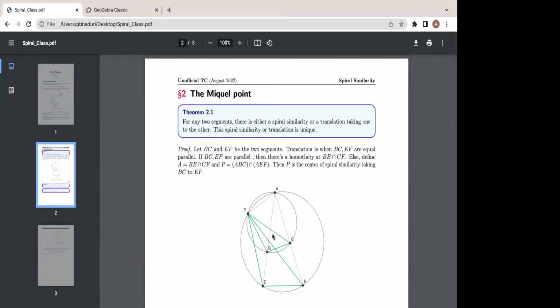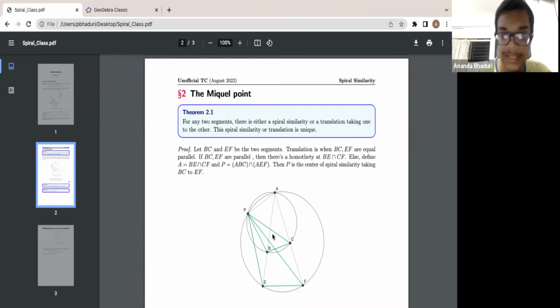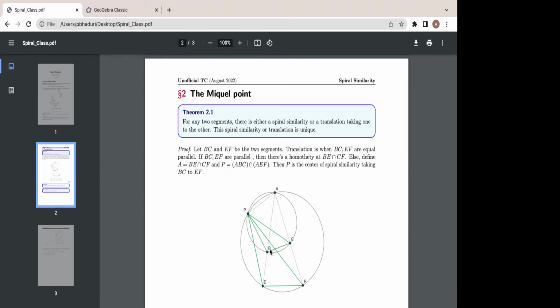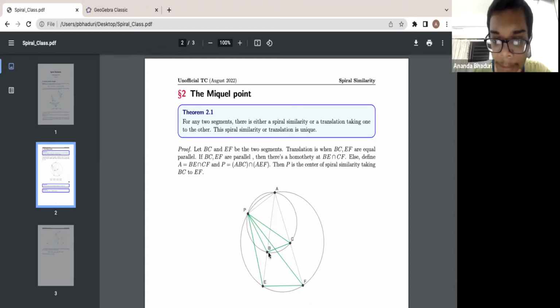Angle CPF, did you say? Yeah, CPF, yeah. CPF, all right.